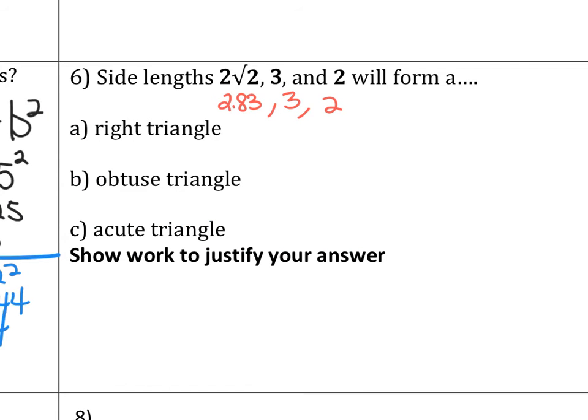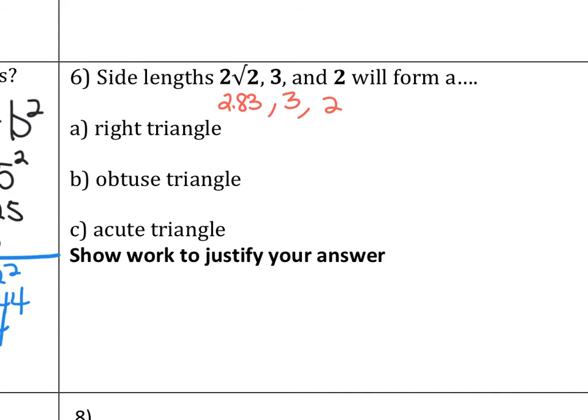All right, we're going to take a look at number 6. It says the side lengths will form something, either a right triangle, obtuse, or acute. When you see 2 times the square root of 2, feel free to go ahead and put it in as a decimal so that you can check it out against the other 2 sides. Which side is the largest out of the 3? Well, actually it is 3.